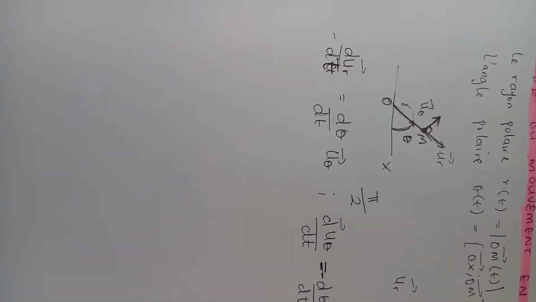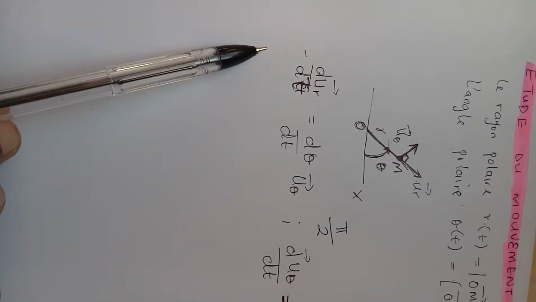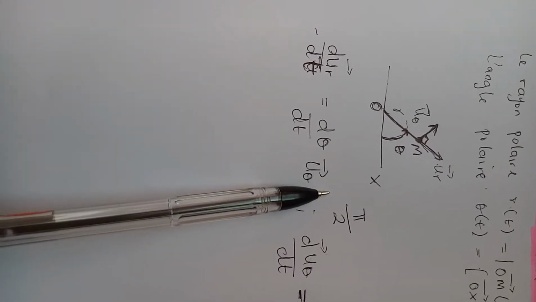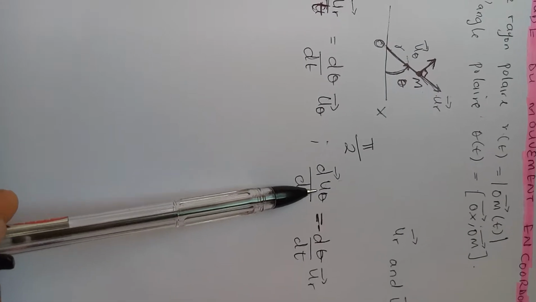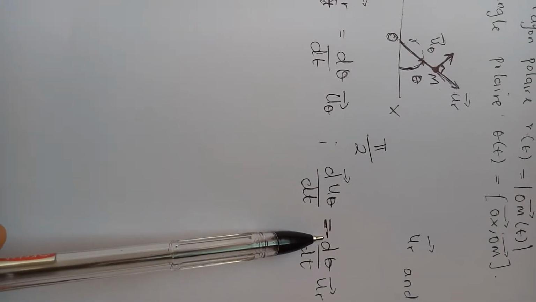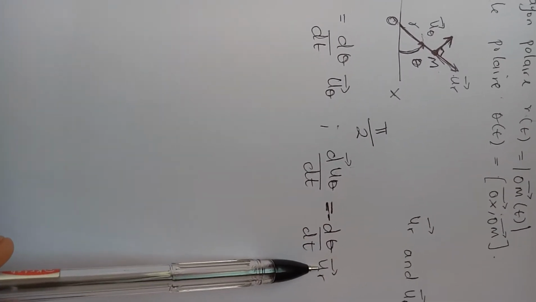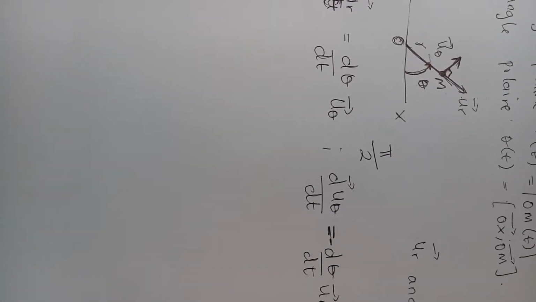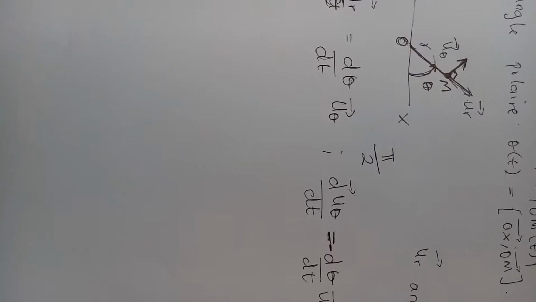So these are their derivatives. du_r over dt is equal to d theta over dt u theta vector, and du theta over dt is equal to minus d theta over dt u_r vector. So we take that into consideration as well.